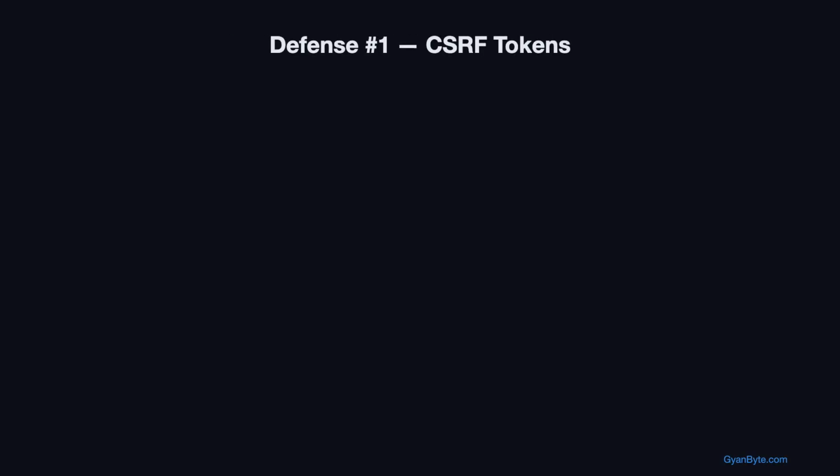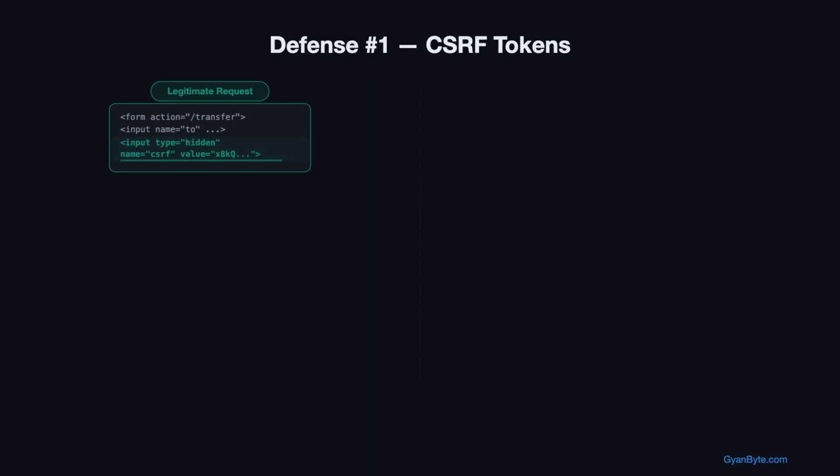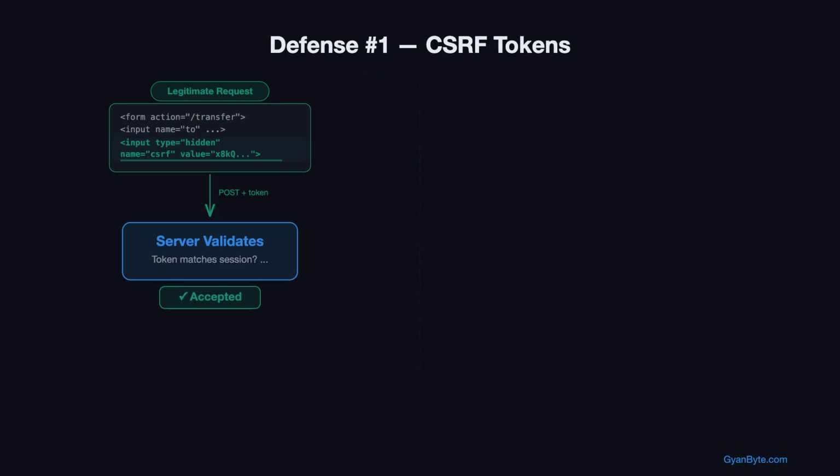CSRF tokens. This is the primary defense. Here's how it works. When the server renders a form, it generates a random unique token and embeds it as a hidden field. The server also stores this token in the user's session. When the form is submitted, the server checks: does the token in the request match the token in the session? If yes, legitimate request, it goes through.